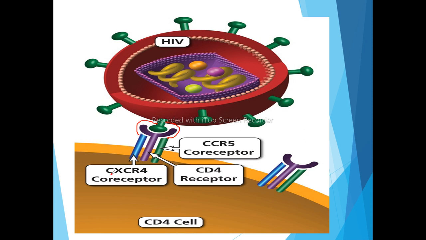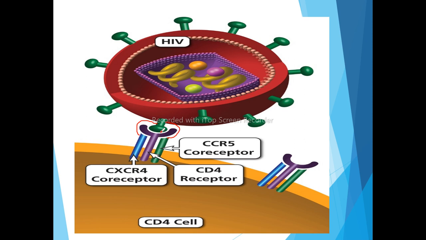Now we have different types of co-receptors. For example, the CXCR4 co-receptor may be present in the T helper cells. Then the CCR5 is mostly present in the macrophages. But the macrophages are mostly infected as compared to the T helper cells.